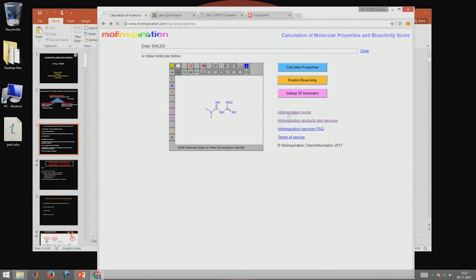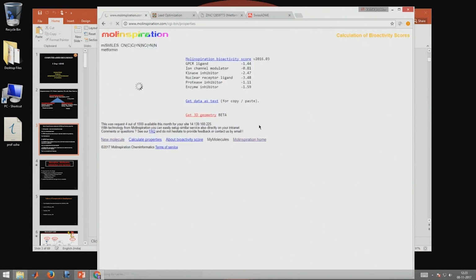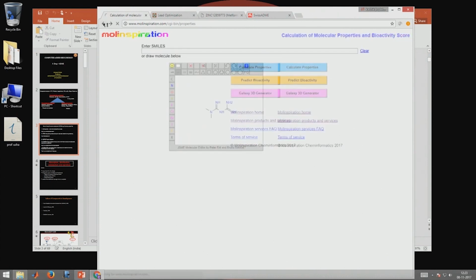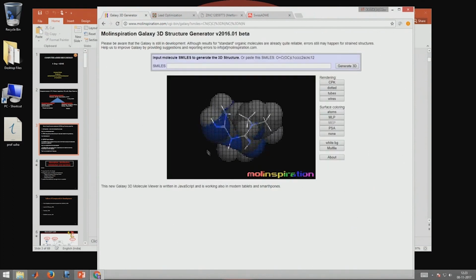I can predict the bioactivity of this molecule. Okay. So, does it bind to a G protein receptor, ion channel modulator, does it have kinase inhibition activity, nuclear receptor ligand, protease inhibition, enzyme inhibition. So, it can do all those things, and okay, then we can even draw 3-dimensional structure of this molecule.